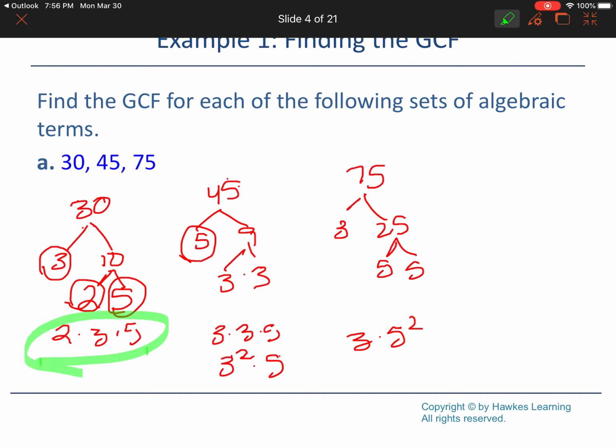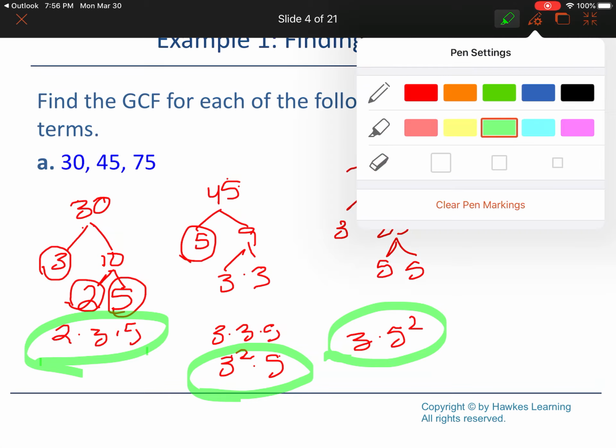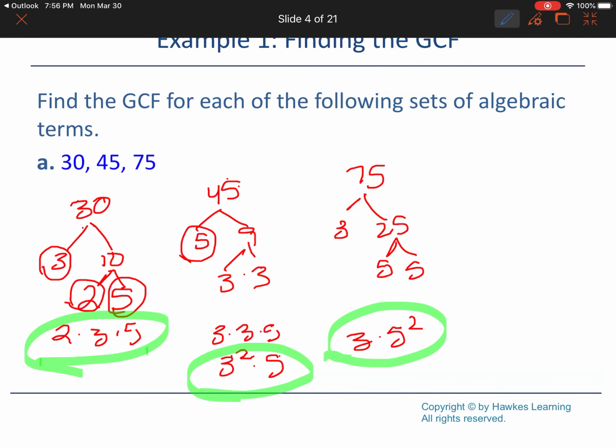So now we look at these 3 prime factorizations and find the things that they have in common. Okay, so this first one has a 2, but none of the rest of them have a 2, so that's not in common. But they all have a 3, and so a 3 is going to be one of the factors. And this one actually has 2, but these two only have 1. So we can only take 1 3. And then the next factor in common is a 5.